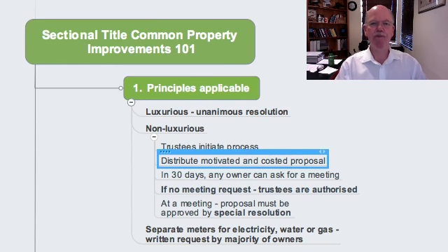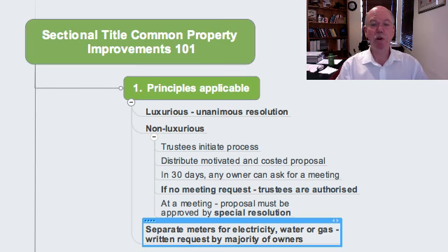And thirdly, if separate meters are suggested for electricity, water and gas, the level of consensus required to authorize them is just a written request by a majority of owners. So that's much easier. But arising from this luxurious, non-luxurious distinction, the question is, so what is luxurious actually? What things should be considered luxurious and what are not?